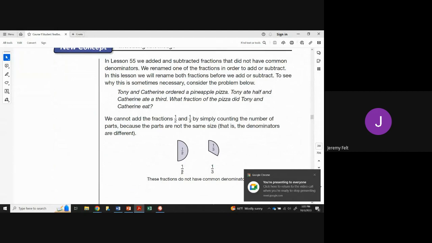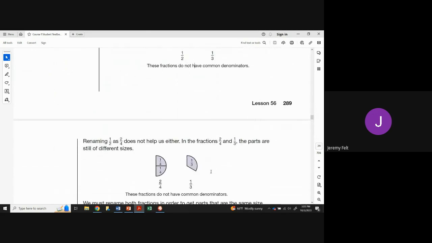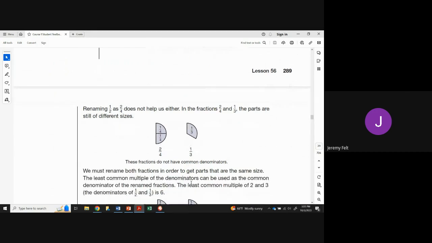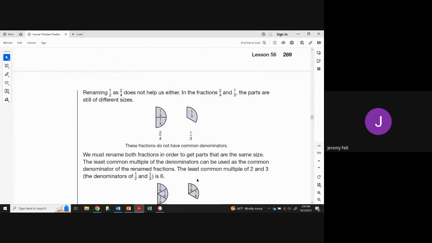So again, common denominators. We know that denominators are the lower number of the fraction. Common just means that they're going to be the same. And we need this when we're adding or subtracting fractions. So if we have a half and a third, we can add those, but we first need to get them into common denominators. Fourths doesn't really help us because that still doesn't go with thirds. So we need to change both of these fractions.